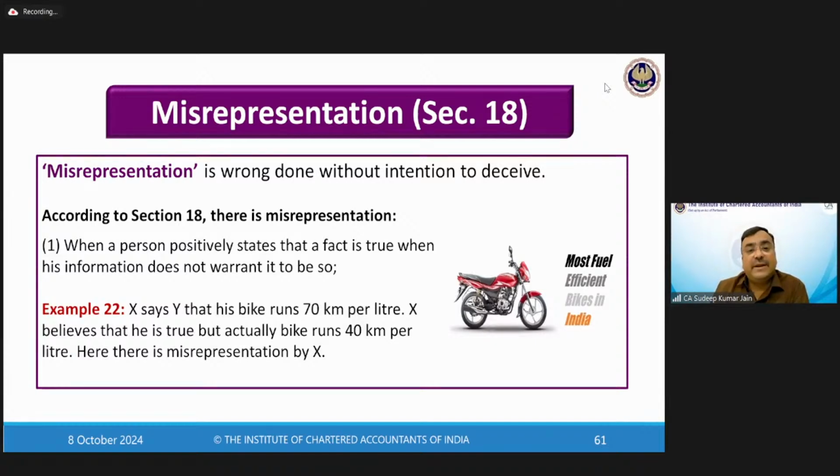According to section 18, there is a misrepresentation when a person positively states that a fact is true when his information does not warrant it to be so. वो कह रहा है कि वो सच बोल रहा है, पर वो ऐसा नहीं है. See example number 22. X tells Y that this bike runs 70 kilometers per liter. X believes that he is right, but actually the bike runs 40 kilometers per liter. It means X is making a false statement without knowledge, innocently. If the false statement is innocent, then it is misrepresentation. When a false statement is made knowingly, then it is fraud. जानबूझ के झूठ बोलना फ्रॉड है, और अनजाने में बोलना misrepresentation.